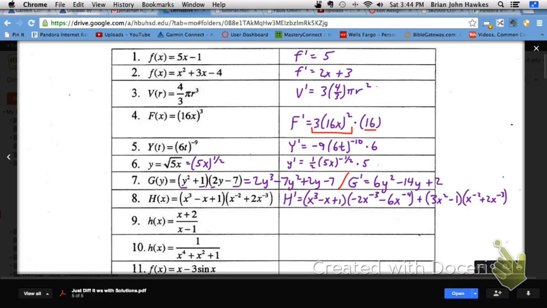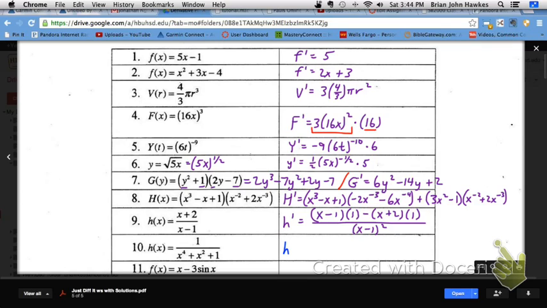Okay. Next problem. We have the derivative of a quotient. So h prime is equal to low, x minus 1, d high, and the derivative of x plus 2 is 1, minus the high, which is x plus 2, multiplied by d low, or the derivative of the denominator, which is 1, over low squared, x minus 1 squared. Okay? Maybe I'll change colors on you here for the last problem on this, on my screen anyway.